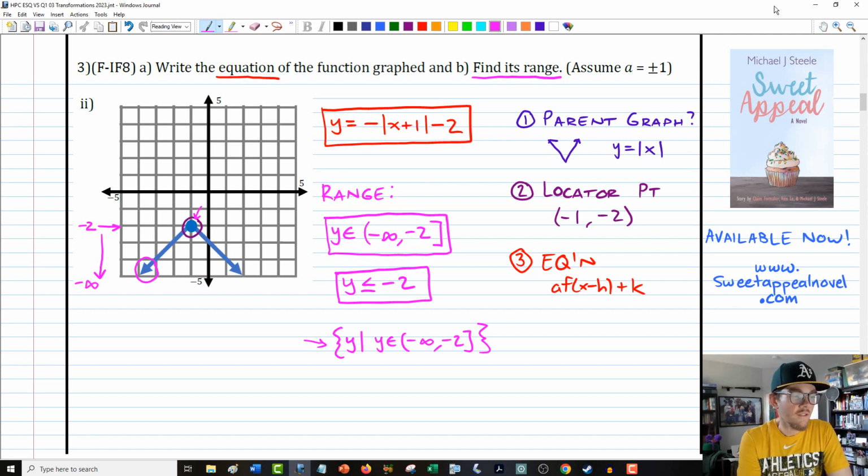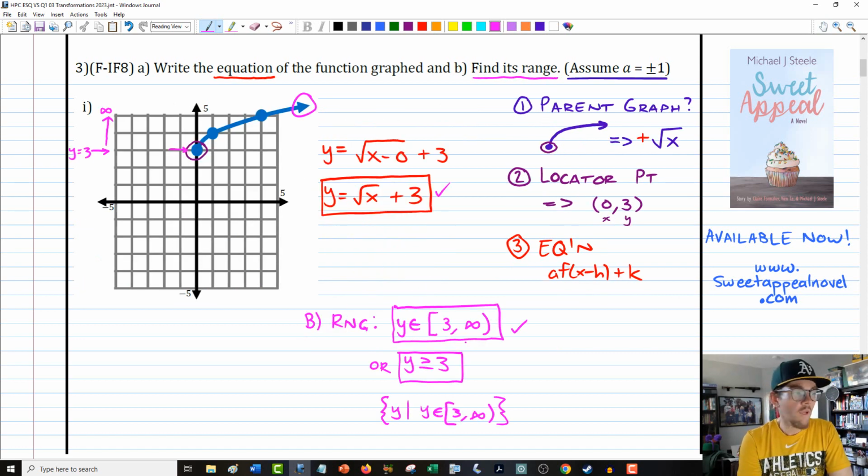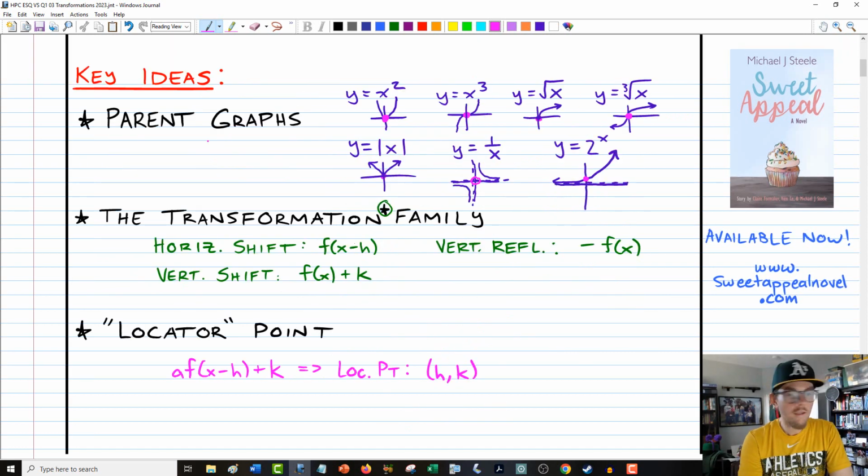And so, with that said, that's going to conclude our video. So just as kind of a quick little overview to recall you back, we started by talking about the parent graphs that are out there, the ones that you can expect at least to show up potentially on the ESQ. We talked about the specific transformation families that show up on the ESQ. There's only 3 from what I've been told. Those are horizontal and vertical shifts and a vertical reflection, or what most people know as kind of the flip.